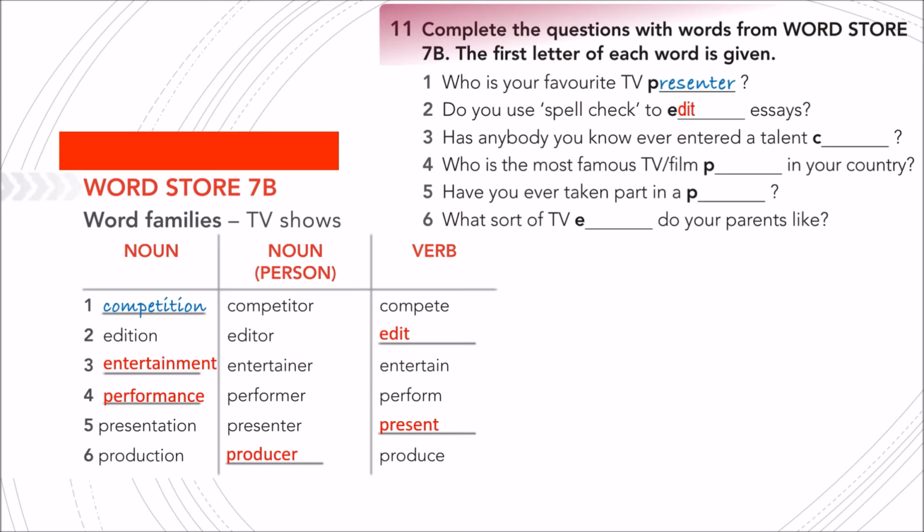Question 3. If it's something you can enter, it must be a competition, the noun. Question 4. The question is, who is the most famous TV producer? If we ask for which, then the question could be looking for the most famous production. Then it has to be performance for you to take part in, and it has to be an entertainment, a thing that someone likes.